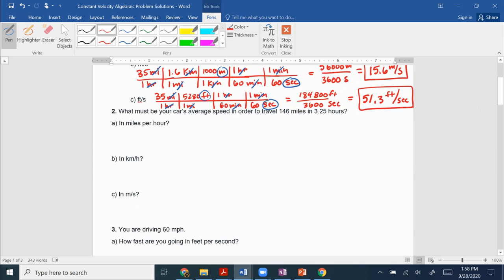What must be your car's average speed in order to travel 146 miles in 3.25 hours? That part is easy, right? Velocity is just the distance divided over the time. So that's just 146 miles divided by 3.25 hours. So 146 divided by 3.25 is equal to 44.9 miles per hour.